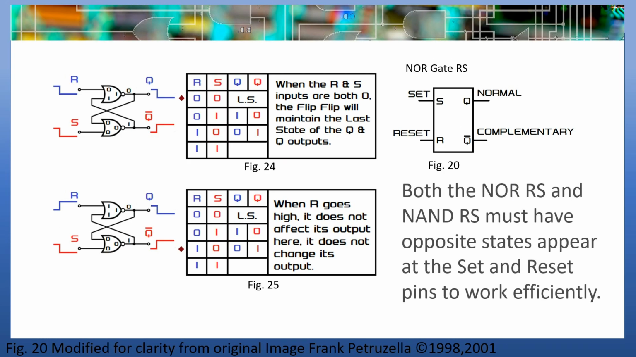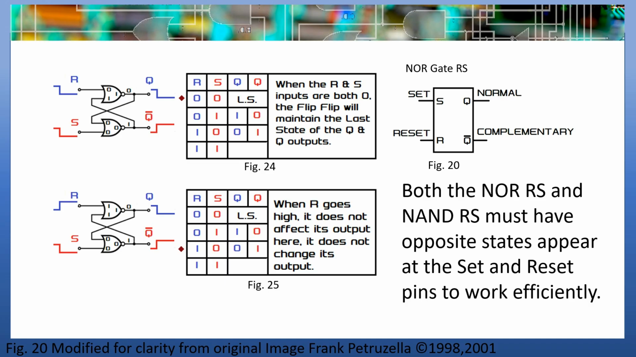Both the NOR RS and NAND RS must have opposite states appear at the set and reset pins to work effectively. Let's follow these truth tables to see how the RS NOR gate works. We see we have the reset, the set, our Q, and our Q naught. In the actual box, there is no line above the Q, but it is red to indicate it is the Q naught. When the reset and set inputs are both 0, the flip-flop will maintain the last state of the Q and Q naught outputs.